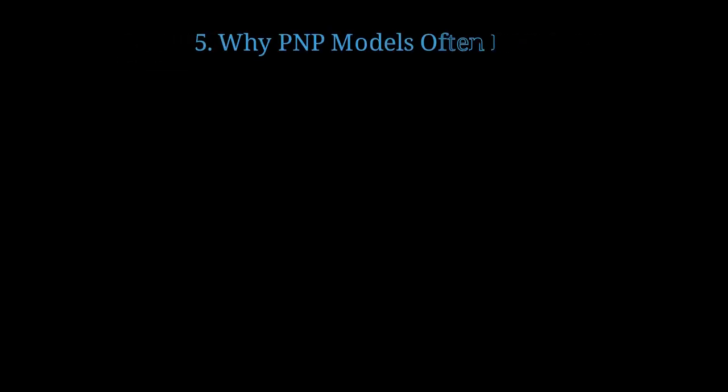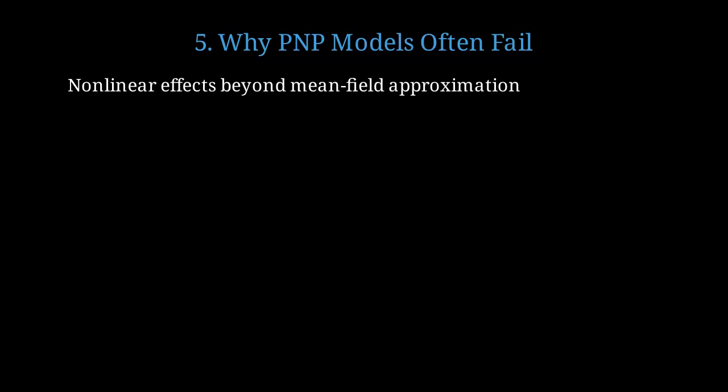Now here's where things get interesting. The simple PNP model often fails to predict real behavior accurately. The PNP framework is a mean field theory that assumes ions don't interact except through the average electric field, but real systems show strong nonlinear effects. The double layer consists of a compact Stern layer of tightly bound counterions and a diffuse layer where ion concentration gradually returns to bulk values.